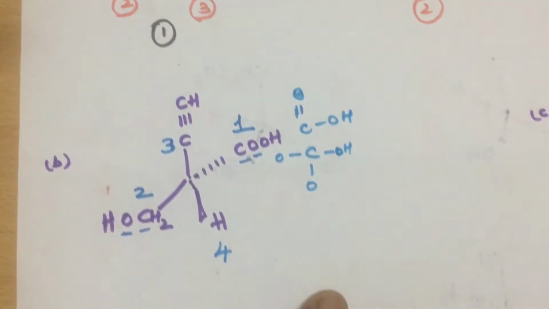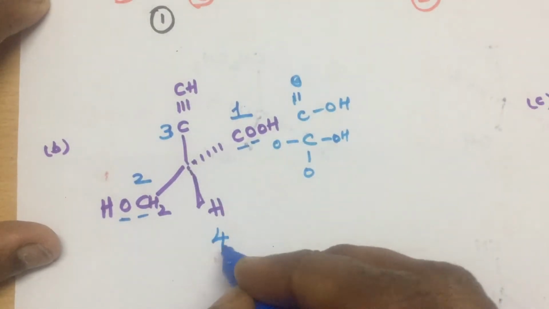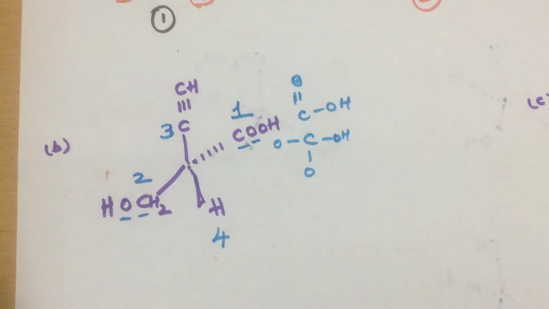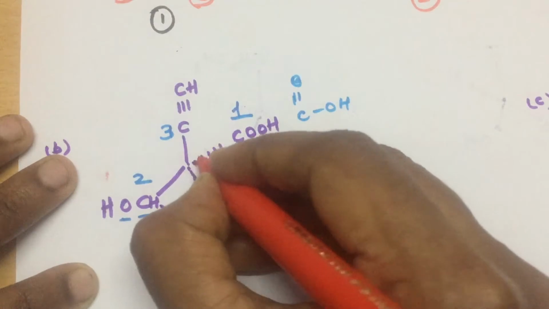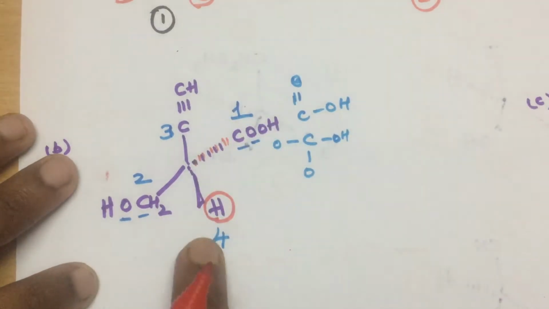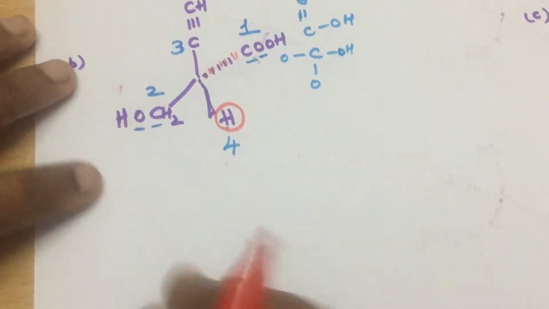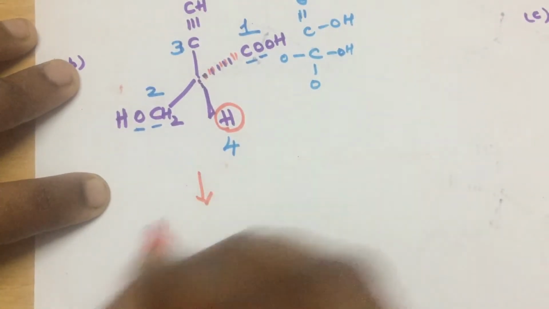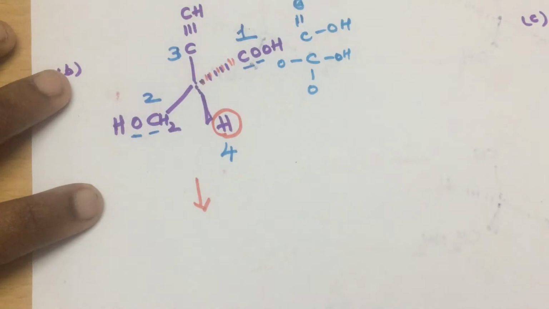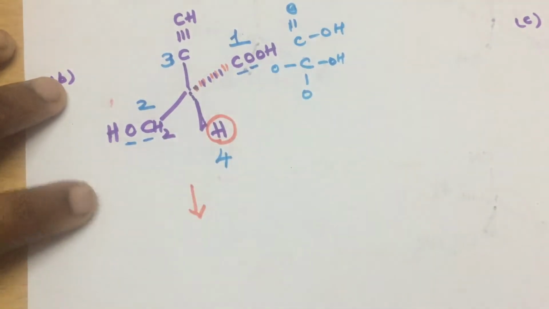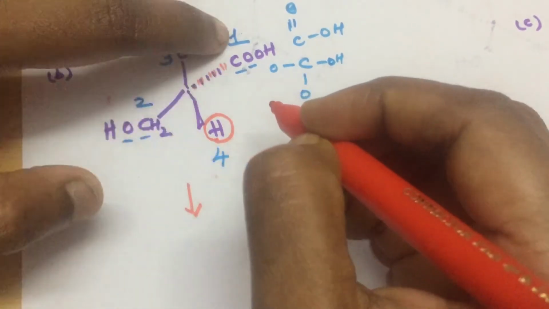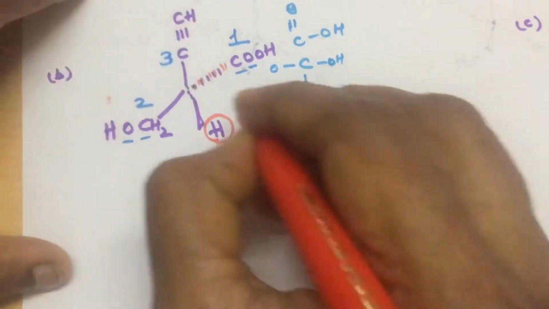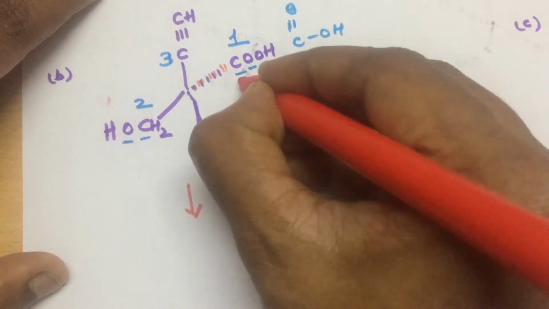After giving numbers, we have to analyze whether the least priority group is away from the viewer or not. It is supposed to be in the dotted line, but it is not. So what do we have to do? As I explained before, we have to do two swaps consecutively. My motive is to bring this hydrogen to the dotted line, so I'm going to do this swap first.